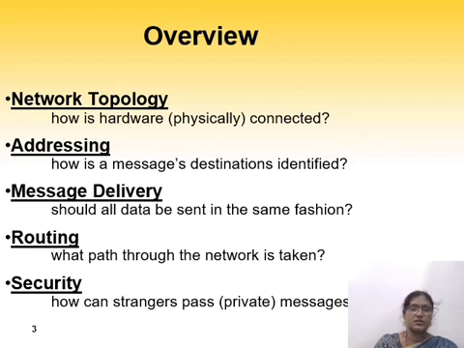In computer networks, these are the concepts we are going to learn first: network topology, addressing, message delivery, routing, and security. In network topology, we are going to learn about the structure of the network, that is, how the computing devices are connected and in which structure they are connected. That is, how the hardware is physically connected. In addressing, how a message destination is identified. Then, in message delivery, the data to be sent has the same structure, that is, the same format.